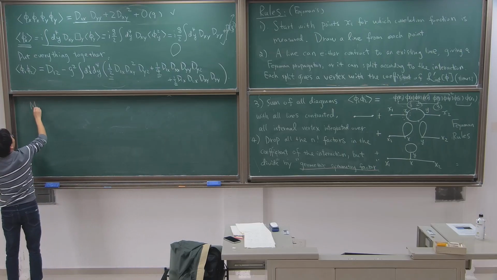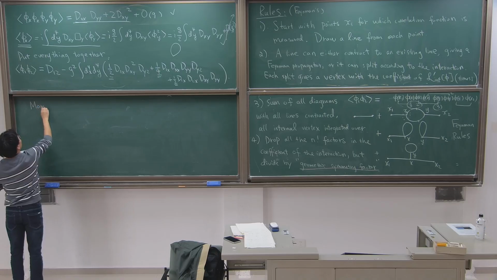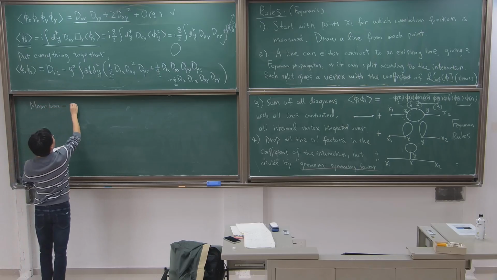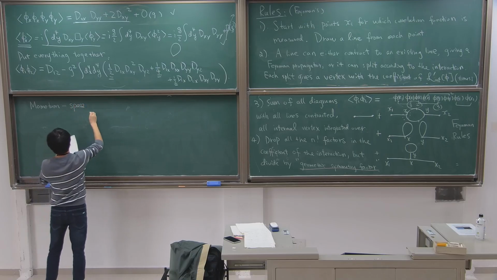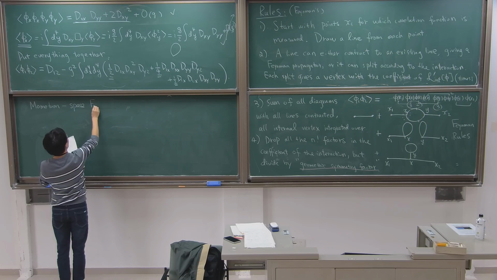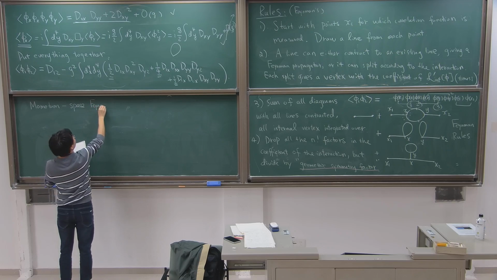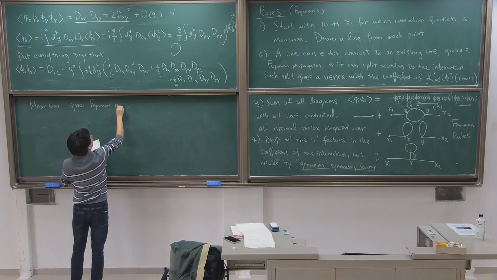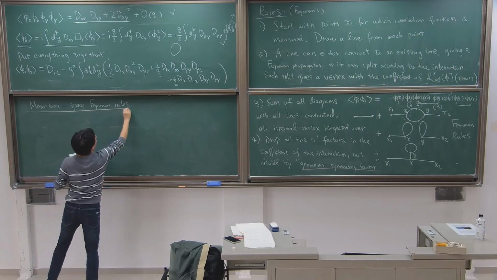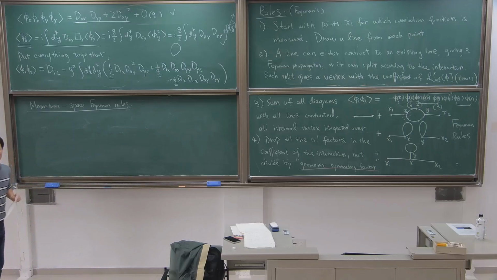So we want to try to see what happens if I switch to the momentum space. This is the so-called momentum space Feynman rules, right? Of course, in order to establish these momentum space Feynman rules, we have to go step by step.